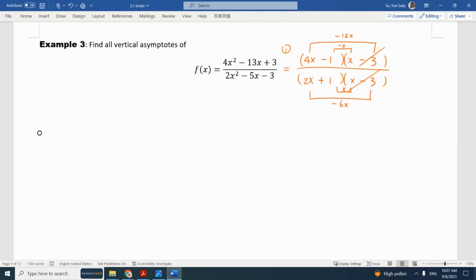Okay, everybody? But when you talk about the domain, you still need to include this factor in the domain. But you kind of imagine this because it's removable. So this guy will have a vertical asymptote there. But then this part, you expect to have a hole there. You don't have a vertical asymptote, a hole there.